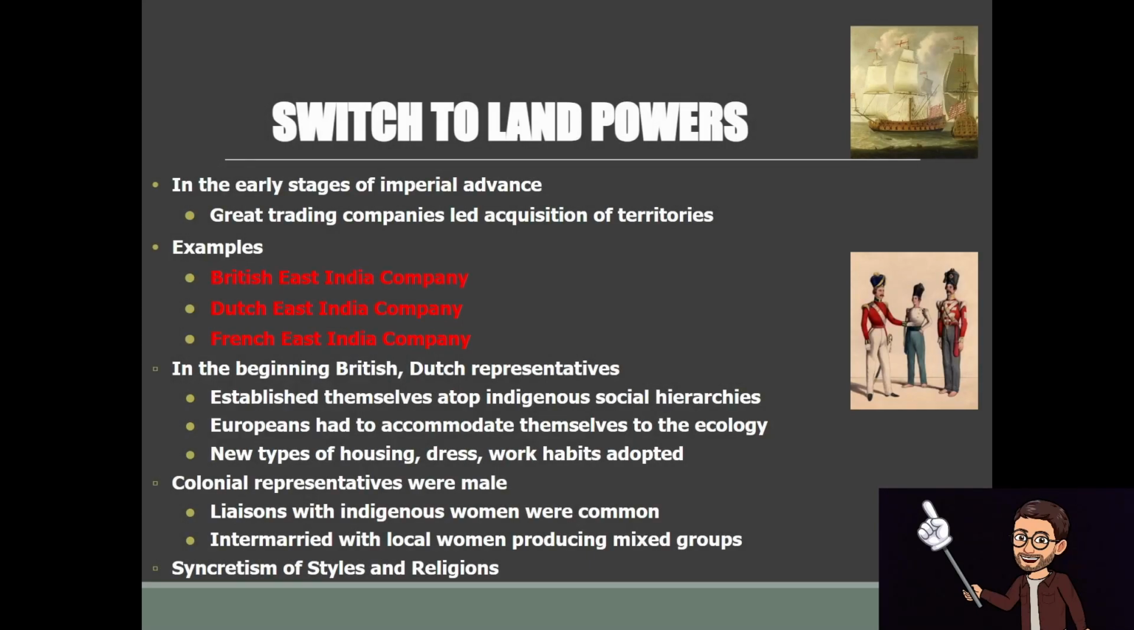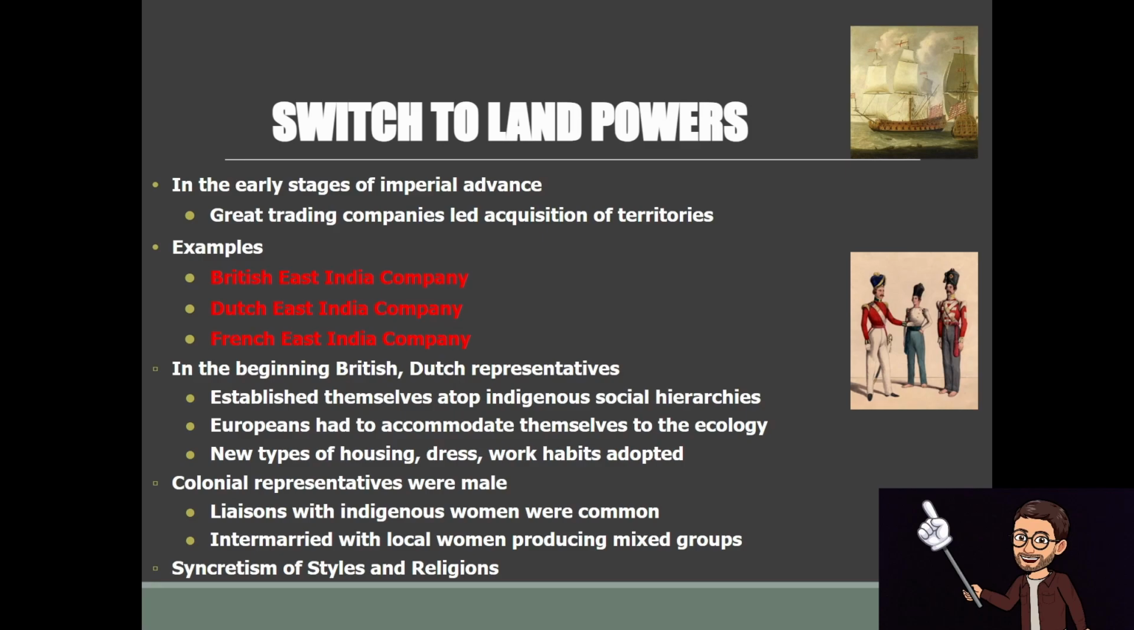So, in the early stages of the imperial advance of European exploration and colonization, it's really going to start with these joint stock companies. Now, remember last unit we talked about joint stock companies where people would buy certain shares of a company, and then those companies would go to an area, set up a colony, semi-autonomous. But they're really self-rule. They have some oversight, but they're really self-rule. Some examples of this would be the British East India Company, the Dutch East India Company, and the French East India Company.